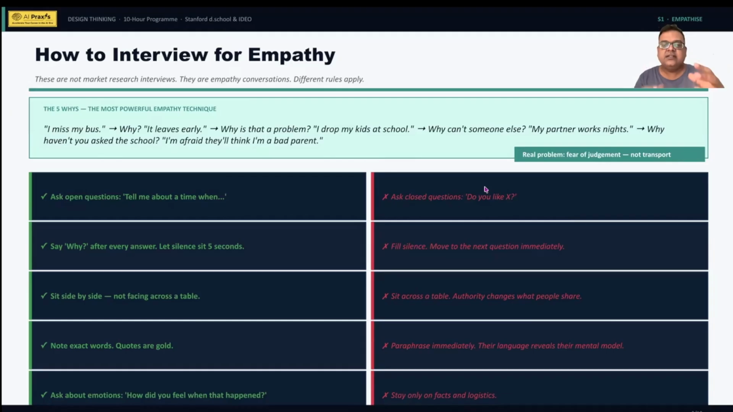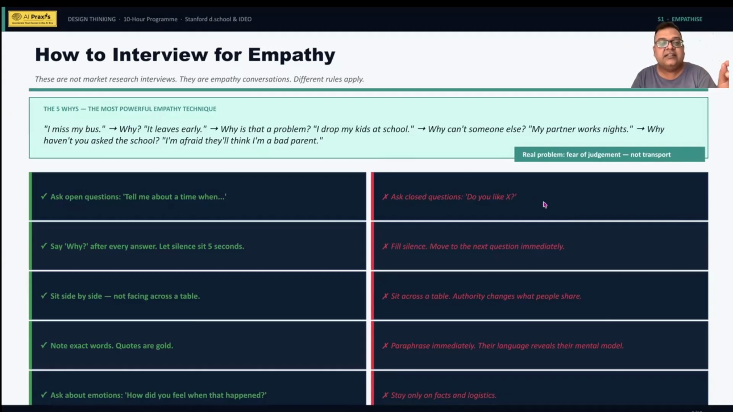So let us understand this using the example shown on the slide. A real example, okay? Suppose someone says, I miss my bus every morning. Most of us immediately start thinking of solutions. Maybe we should improve the bus schedule. Maybe we need another bus, maybe we need a reminder app. But design thinking says, don't solve yet, instead be curious. So we ask, why do you miss the bus? The person replies, in fact, because it leaves too early.